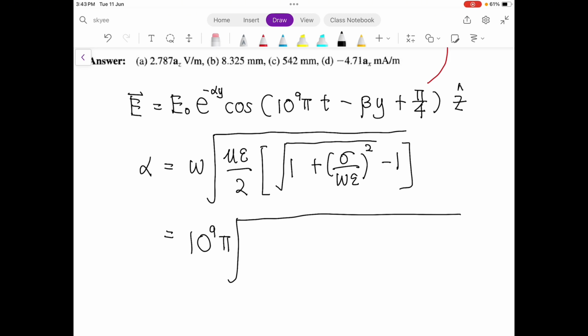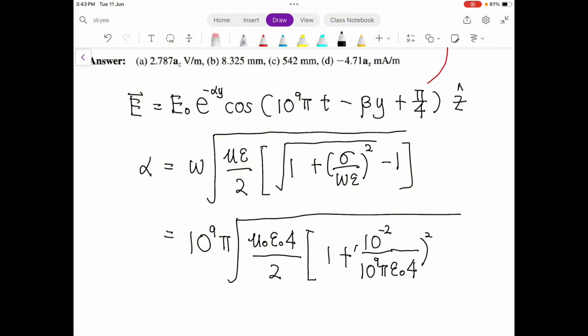And then we have mu naught, epsilon naught, and the epsilon r is 4. We divide by 2. And 1 plus sigma, which is 10 power negative 2, over omega, which is 10 power 9 pi, epsilon naught and 4. You have a big square, and over here you have a square root. So please write it properly, otherwise you will calculate it wrong. The calculation is very straightforward, but make sure you write it correctly.